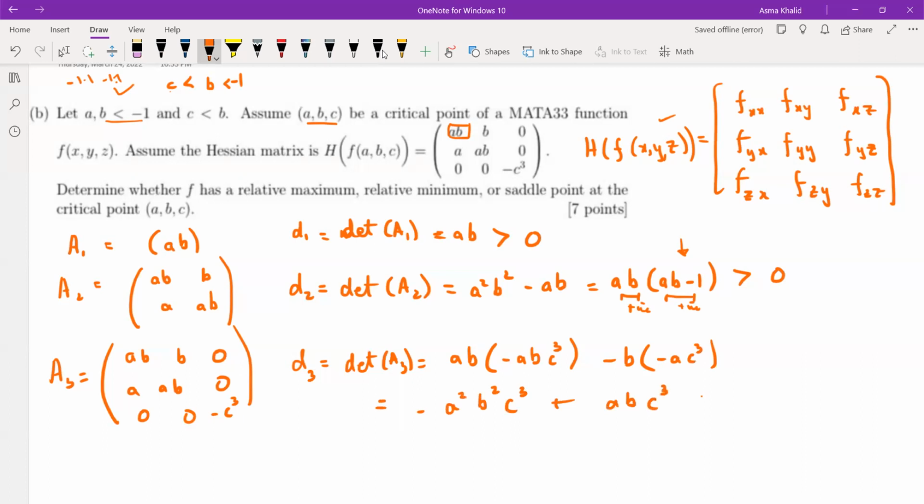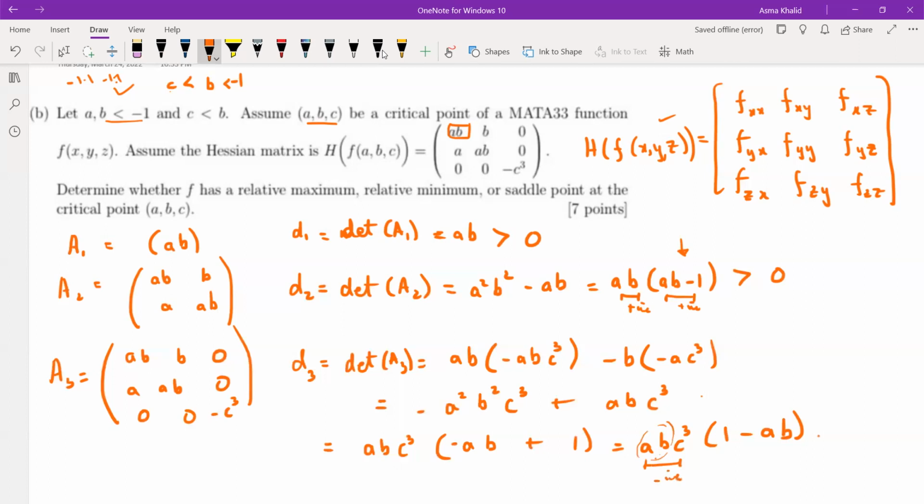So I try to take ABC cubed common. So I have ABC cubed taken common, and then I have minus AB plus 1, right? Or I could say ABC cubed times (1 minus AB), right? Now, A and B were negative, so when you multiply two negatives, you get a positive. So this is a positive multiplied with C cubed. C is negative, so a positive times C cubed will be a negative value again, right? So positive into negative, this overall, AB times C cubed, gives you a negative value.